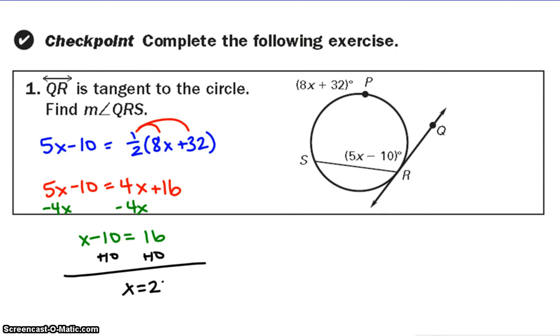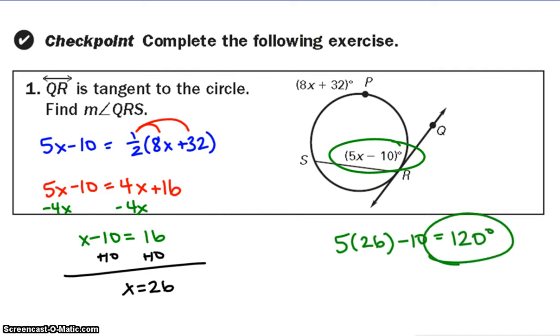X equals 26. So that's not my final answer, because I need to plug 26 into 5x minus 10 in order to get the angle measure. So 5 times 26 minus 10, and in my calculator that's 120 degrees. So if the angle is 120, we know that the arc SPR is 240, twice 120.